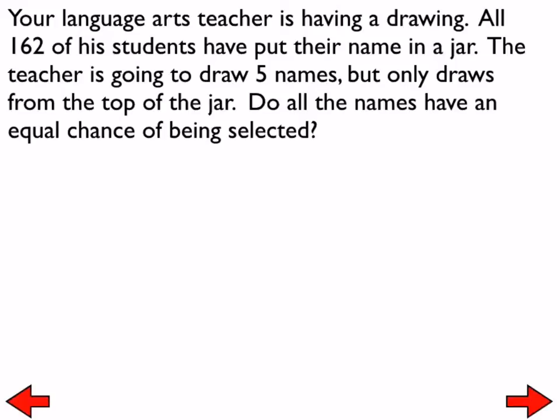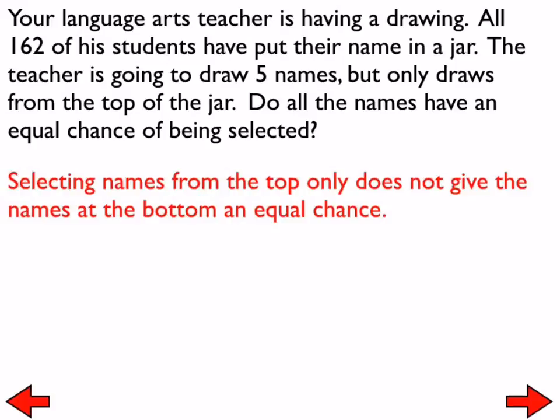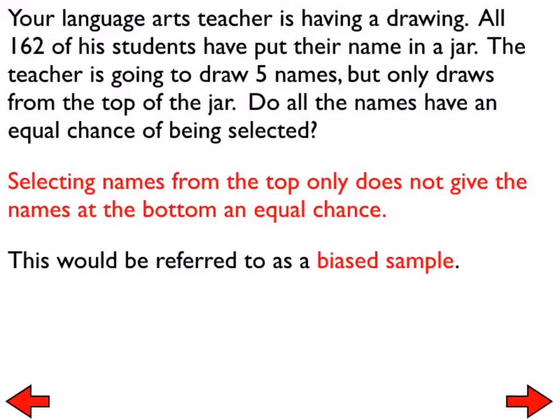What might he do? Maybe shuffle all the ones in the bucket and then maybe reach out from the bottom, look around for different areas of the jar. Okay, good, good. So maybe selecting names from the top only does not give the names at the bottom an equal chance. We refer to that sometimes as a biased sample. I know we have lots of blank areas in the notes today that we're supposed to fill in. It's a biased sample.